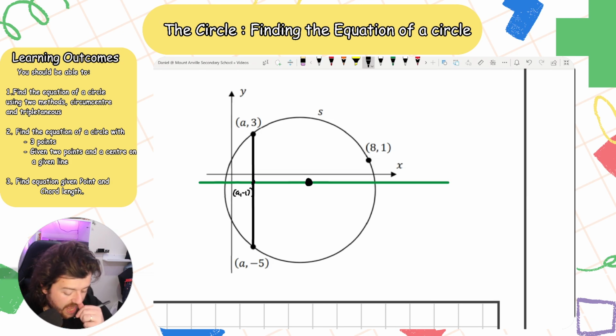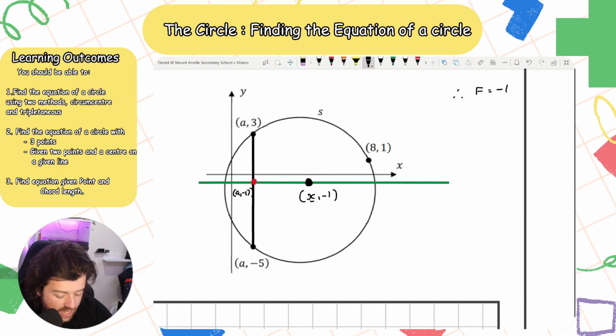Right, and how does that help us here? Well, because this is a vertical line, that means the perpendicular bisector is a horizontal line. And so I can say that the y coordinates here are the same. So I can say minus g minus 1. So I automatically can say f is equal to minus 1.